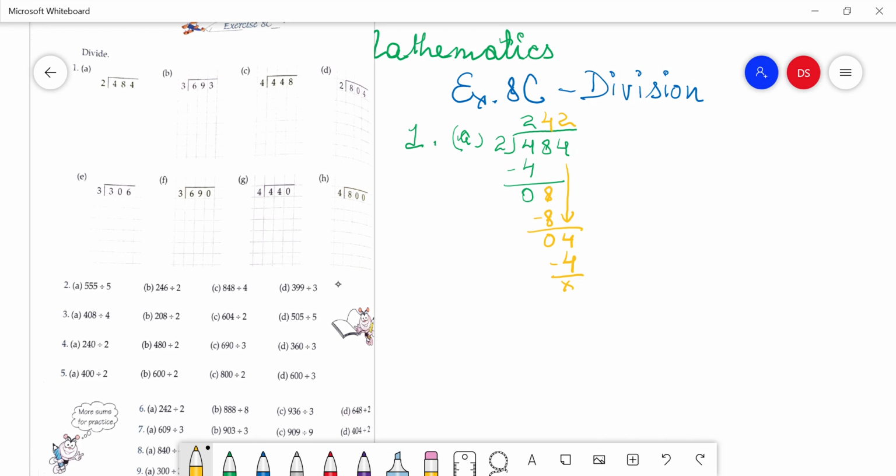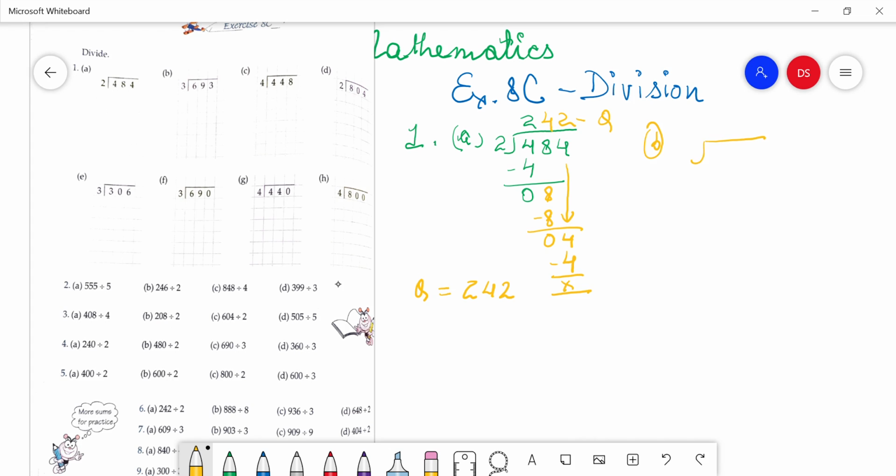Here on the top, the answer we get is called quotient. So we can write quotient is equal to 242. When we divide 484 by 2, the answer which we have got is 242, and this is called quotient also. Now B question.